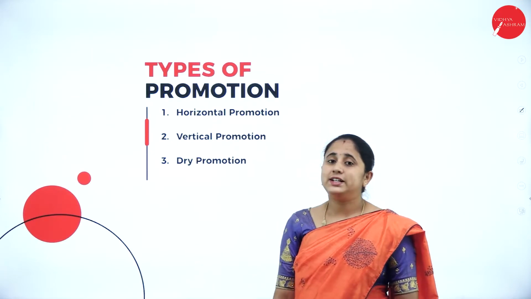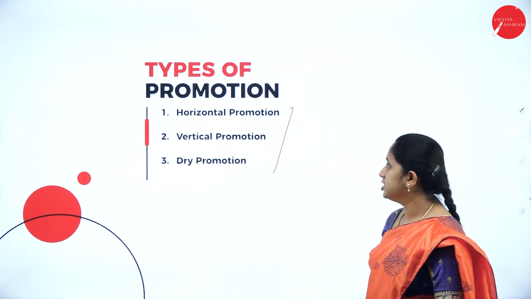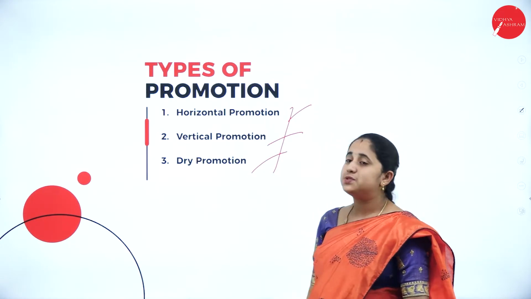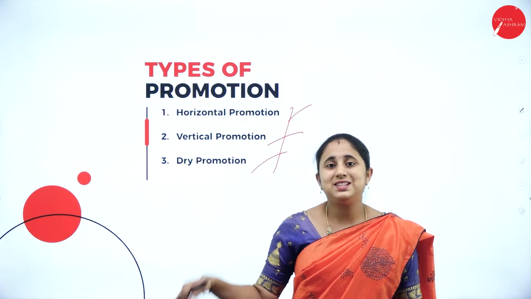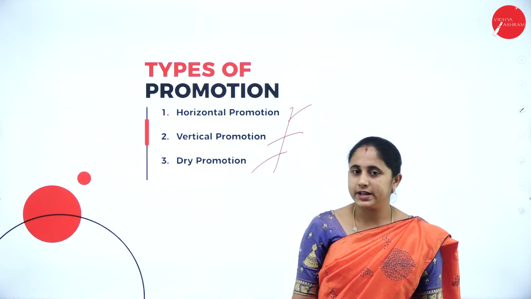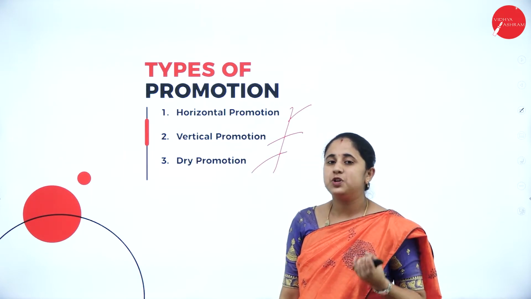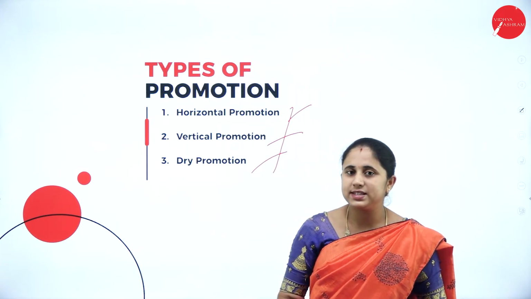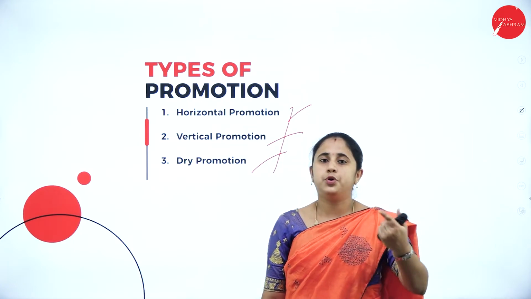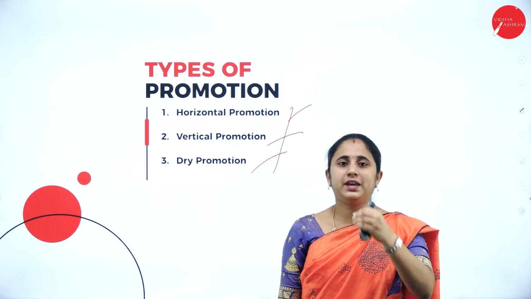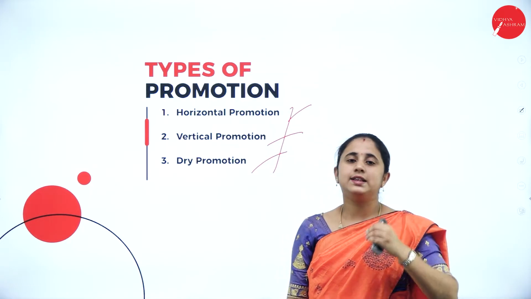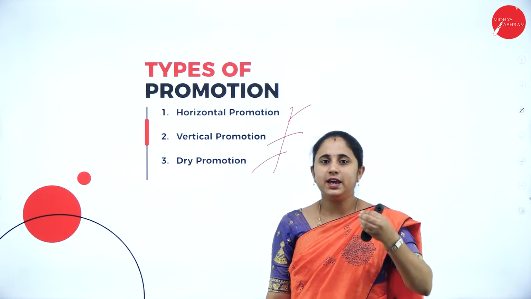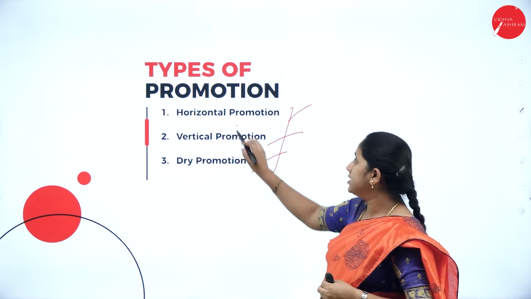Moving further, what are the types of promotion? We have three types of promotion: horizontal promotion, vertical promotion and dry promotion. First one is horizontal promotion. We know promotion means an upward movement of an employee within the organization. Under horizontal promotion, responsibility and status increase, but the role or the work of the employee remains the same. For example, a lower division clerk is promoted as a higher division clerk. The work remains the same, but responsibility and salary increase. So he continues with the same work, but the responsibility as well as the salary increases. That is horizontal promotion.